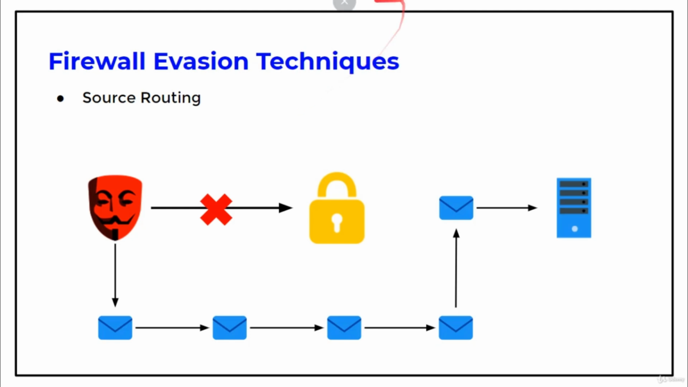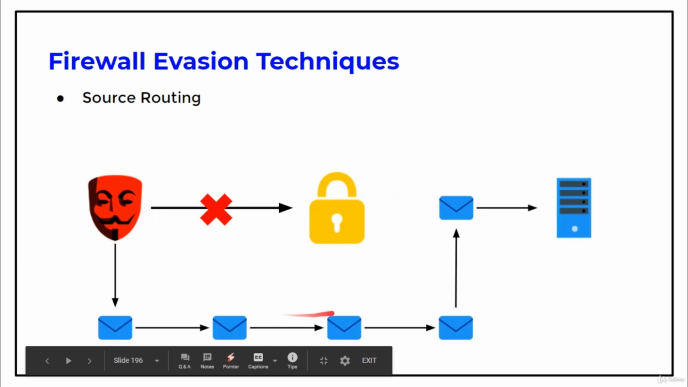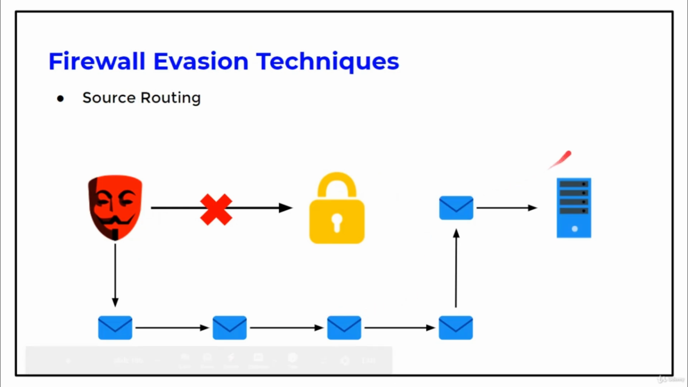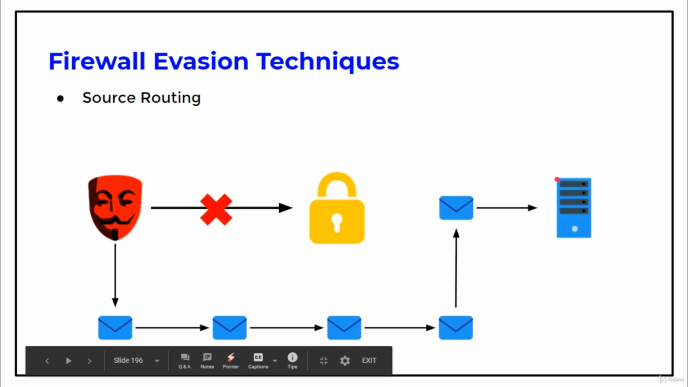So here you can see that the attacker wants to send the packet to the server, but this way is blocked. So what? The attacker will send the packet via this other way, and then the packet will reach the server.